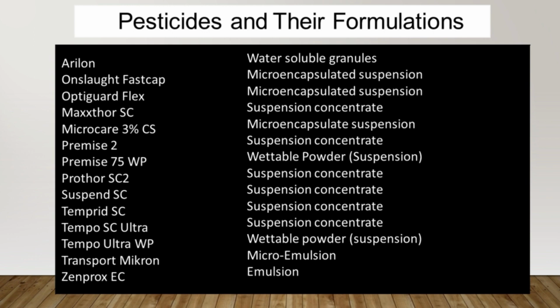Prothor SC2, suspension concentrate. Suspend SC, suspension concentrate. Temprid SC, suspension concentrate. Tempo SC Ultra, suspension concentrate. Tempo Ultra WP, wettable powder suspension. Transport Micro, microemulsion. Zenprox EC, emulsion. Let's first take a look at Aerolon, which is a water-soluble granule.